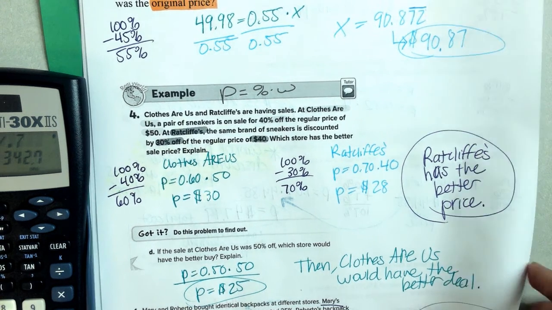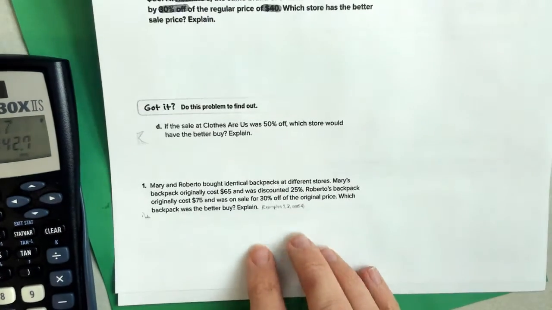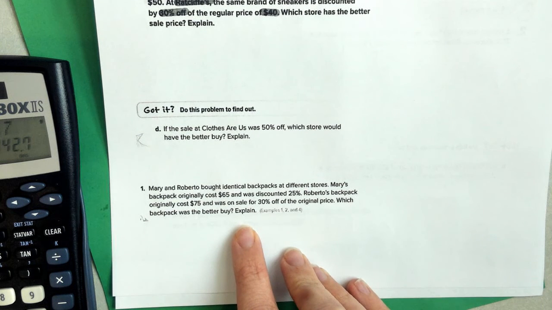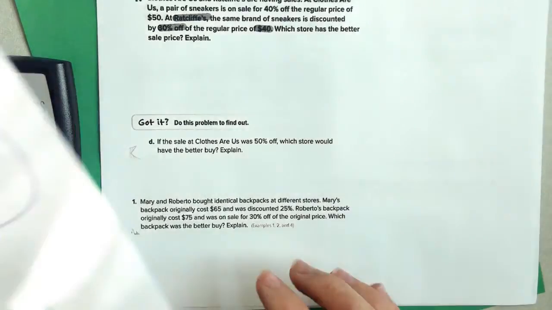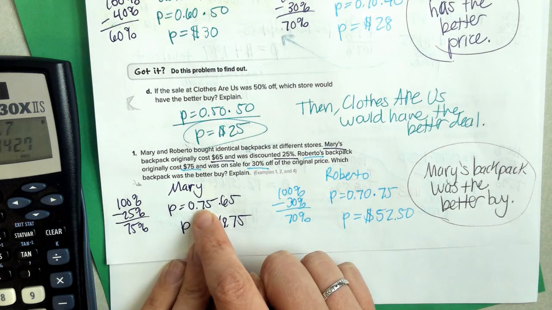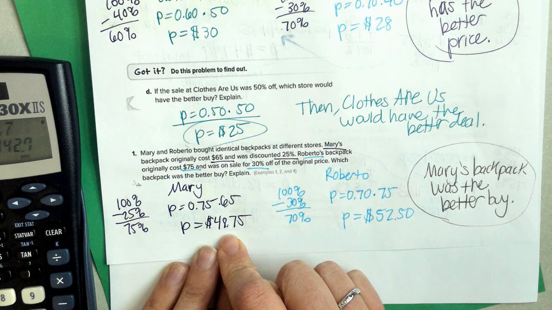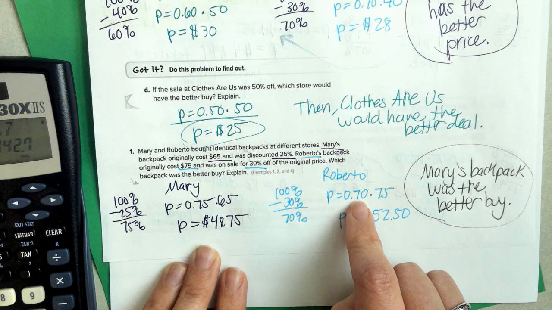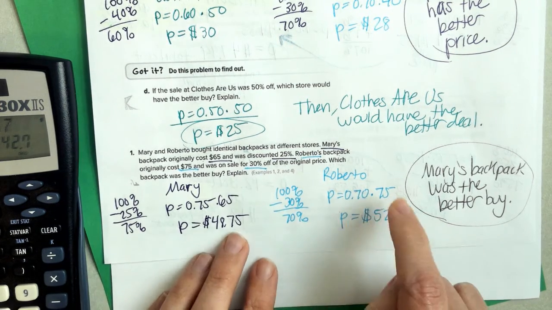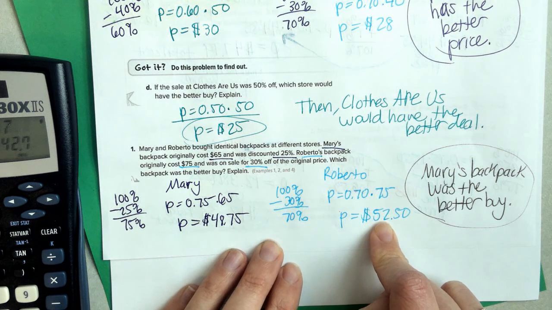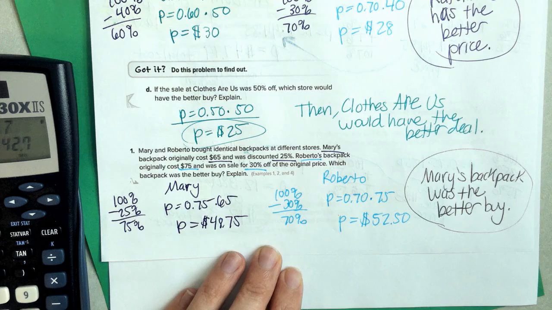You have an example like this. If you would like to try this last example, go ahead and pause the video and try it. If you've tried that question, you would find that for Mary, you are paying 75% of $65, which is $48.75. For Roberto, you are paying 70%, since it was 30% off, of an original price of $75, which would be $52.50. That means Mary's was the better buy.